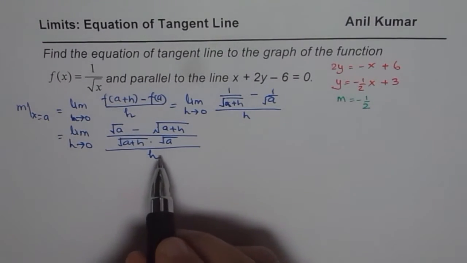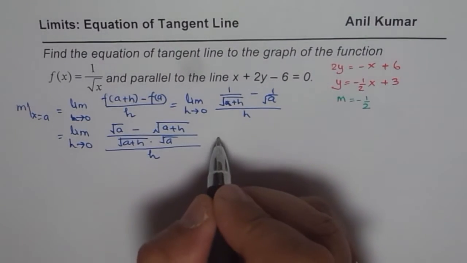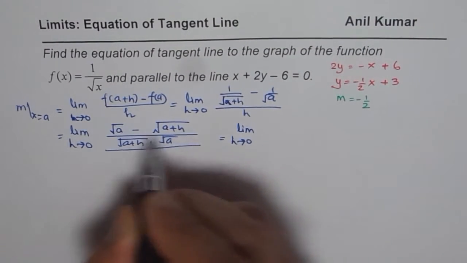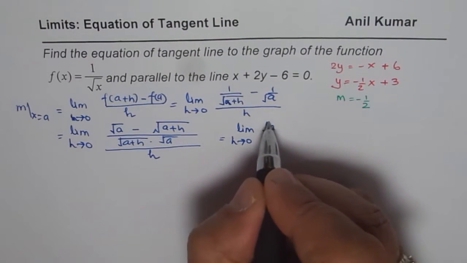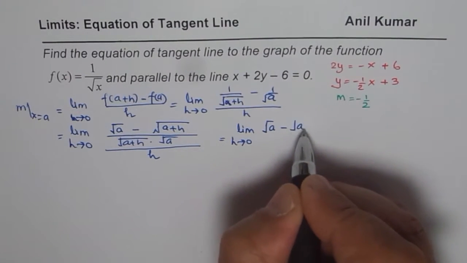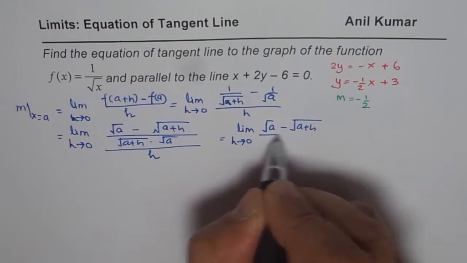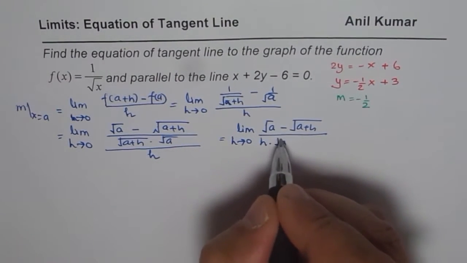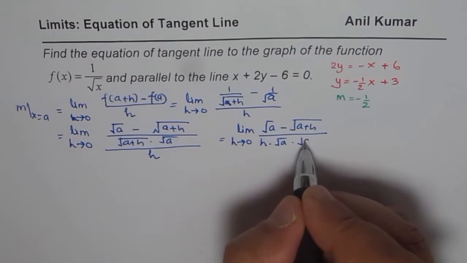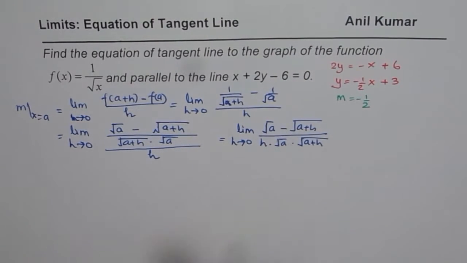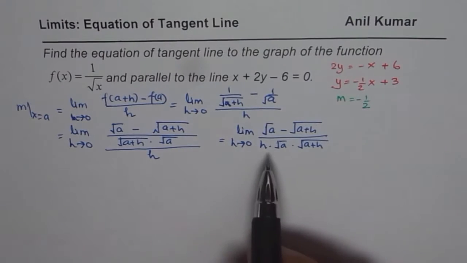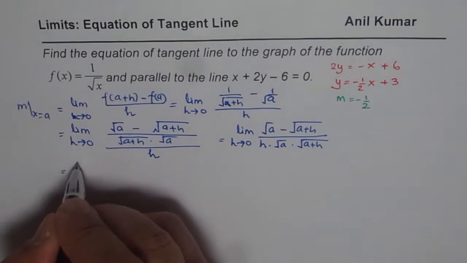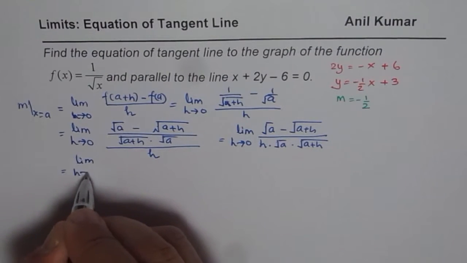Now remember, we could actually simplify this. Let me rewrite this as the limit as h approaches 0 of square root of a minus square root of a plus h over h times square root a times square root of a plus h. Now to simplify any expression with radicals, what should we do? We should rationalize.